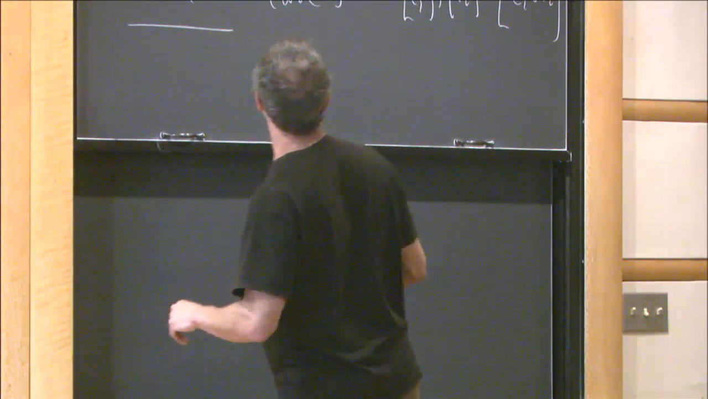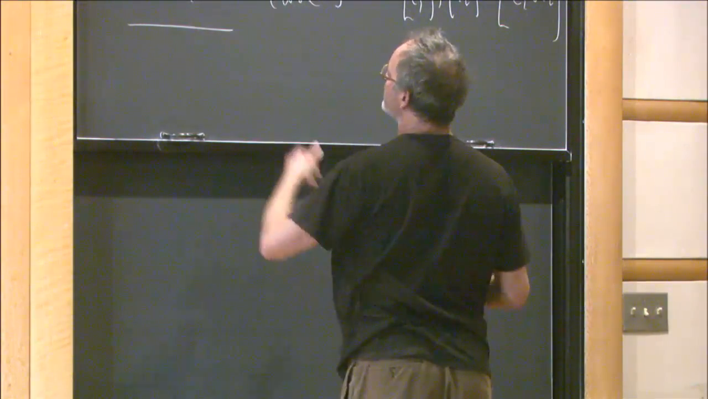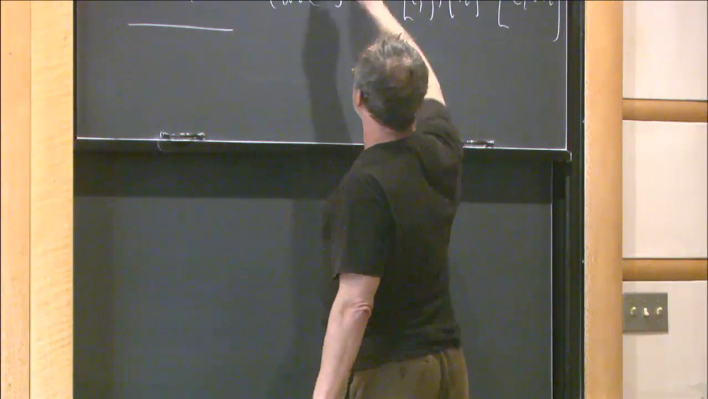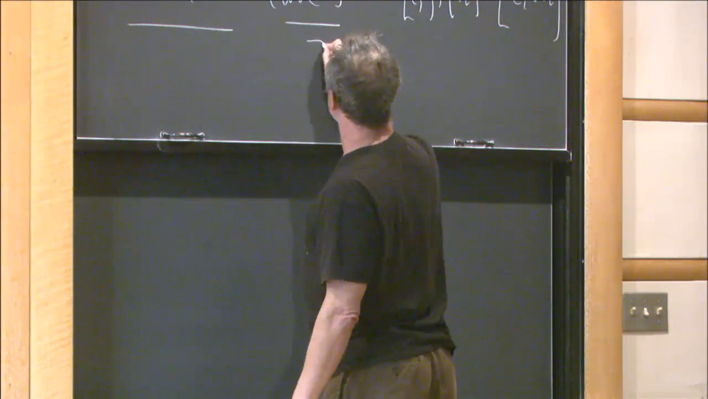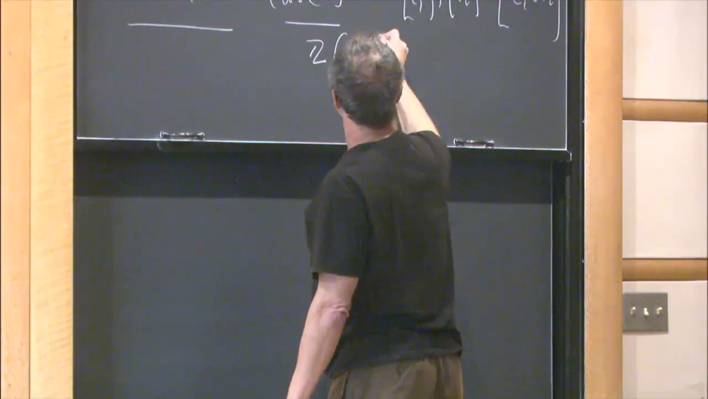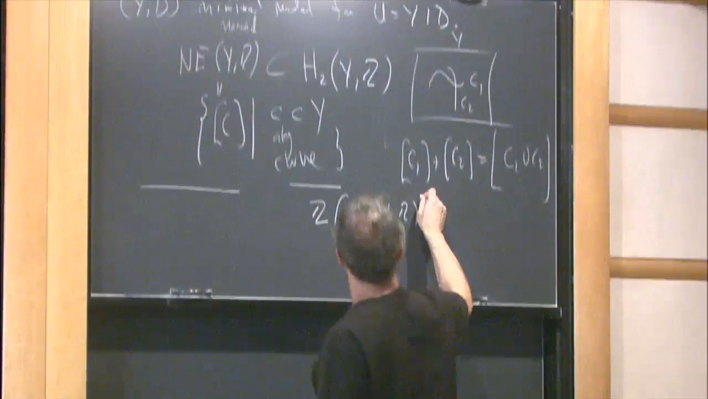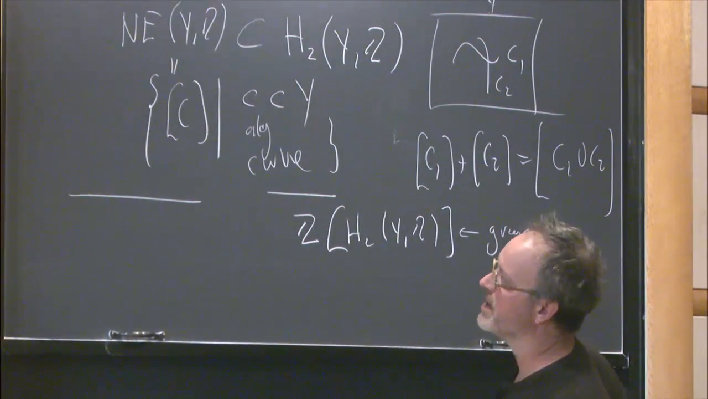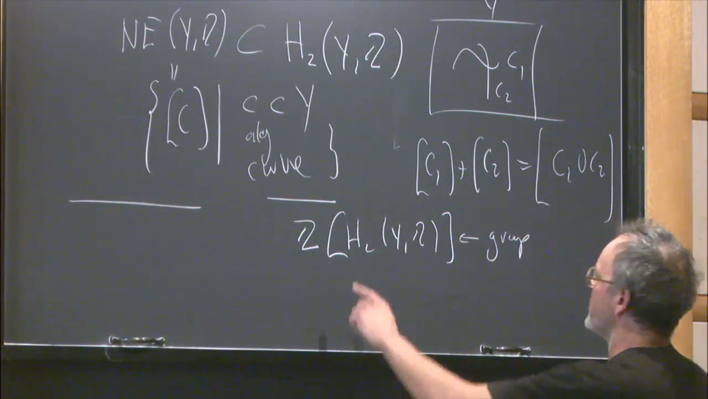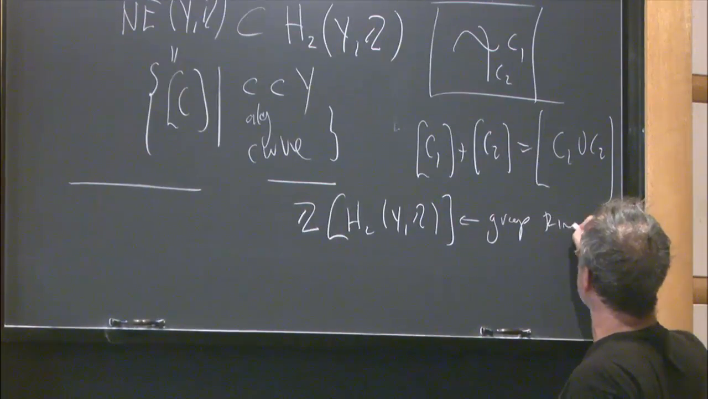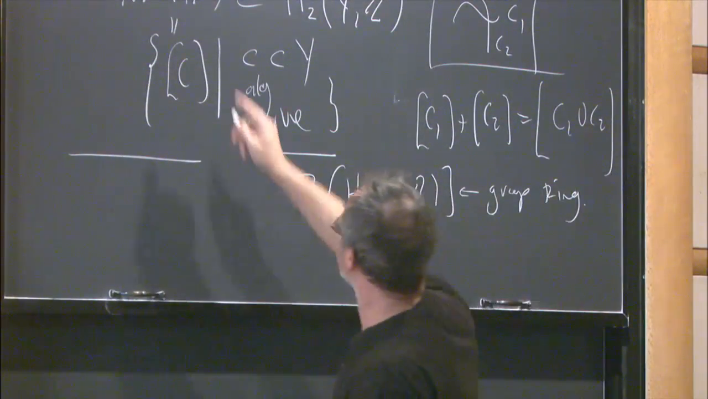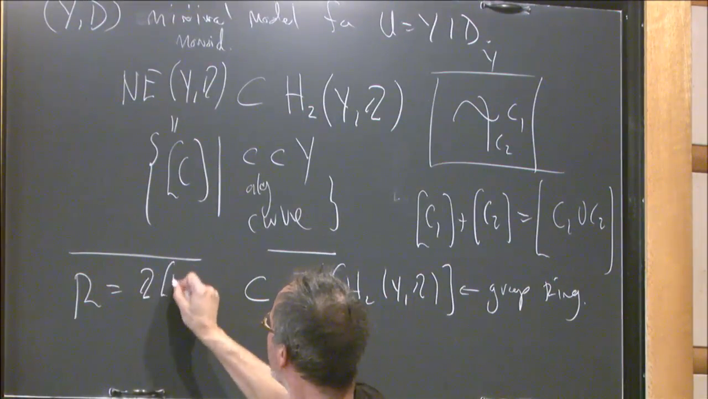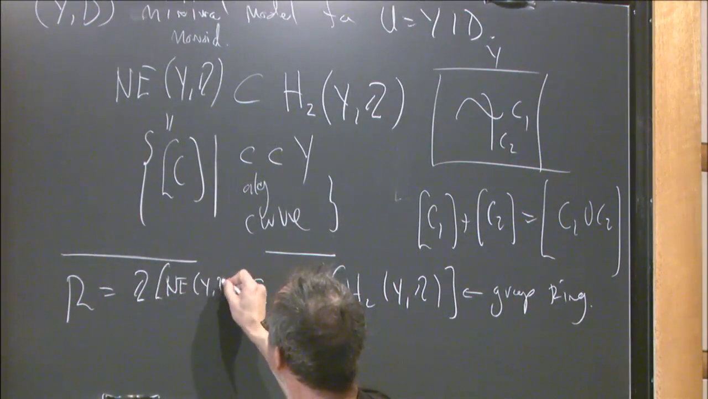So here's the situation. It's called the Mori cone, or it's the integer points of a cone. I'll call it the Mori cone here. So what am I going to do with this? Let's look at the associated ring. So let's take H_2(Y,Z), the group. This is the group ring. Inside of it, I take the subring generated by the Mori cone NE(Y,Z), and call that R.